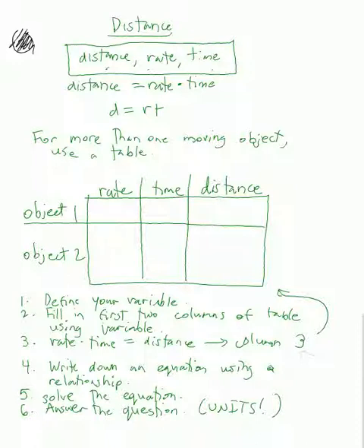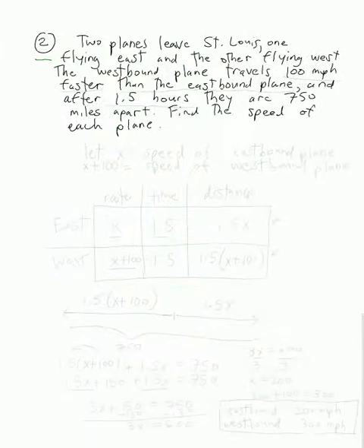Okay, so let's try a couple of these distance problems. So distance problem number 1, or number 2, I guess, for this video. 2 planes leave St. Louis, one flying east and the other flying west. The westbound plane travels 100 miles per hour faster than the eastbound plane, and after 1.5 hours they are 750 miles apart. Find the speed of each plane.